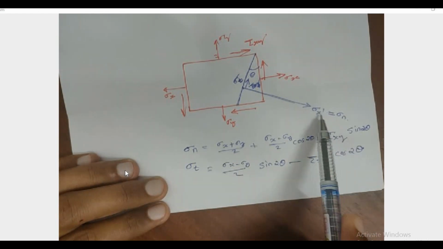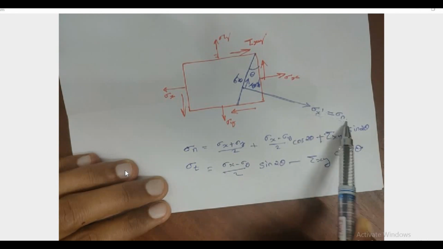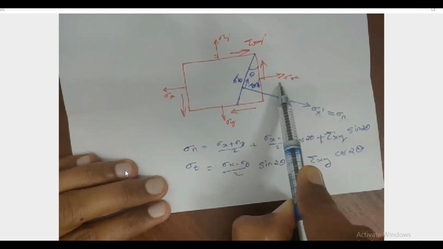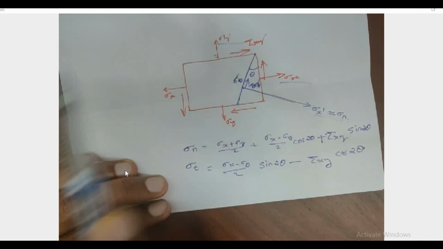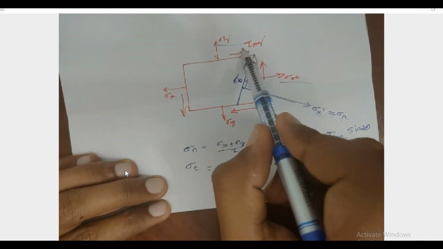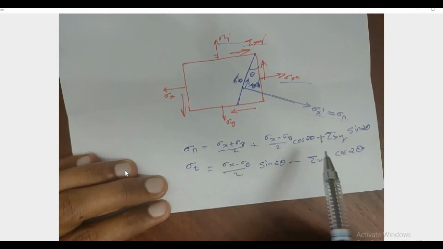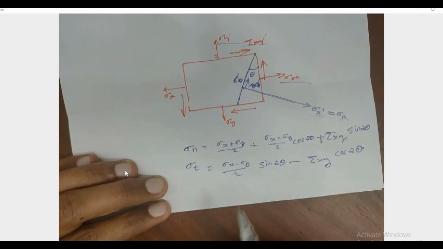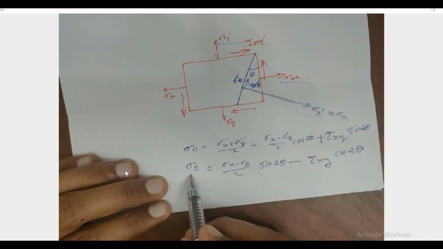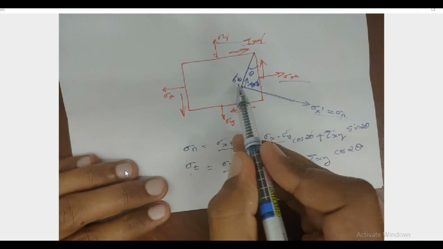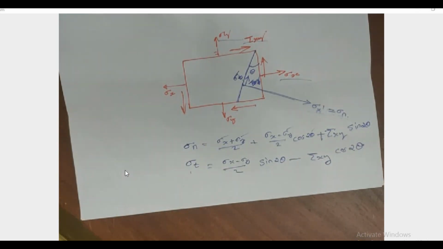And to calculate this normal stress, what are the input data required? We need the normal stress on this vertical plane, normal stress on this horizontal plane, the shear stress acting on these initially perpendicular planes, and this value of theta. Those are the input values required. And similarly for sigma t also, the shear stress on this inclined plane, for that also, these are the input values.